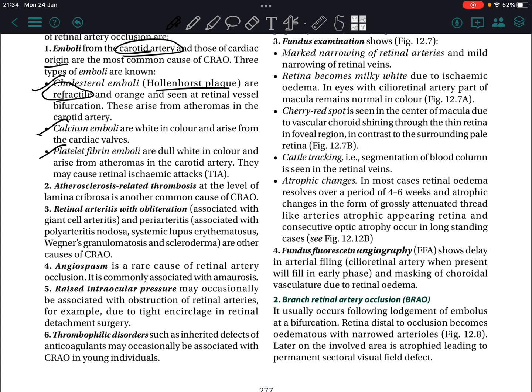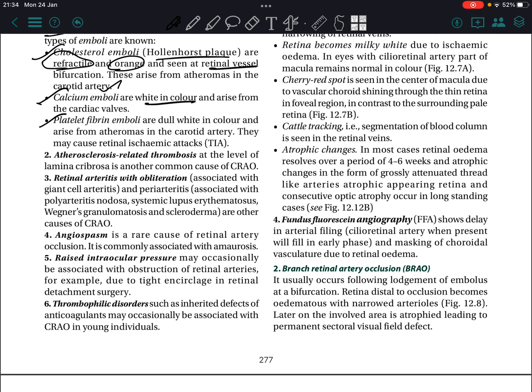Cholesterol emboli are refractile and orange and seen at the retinal vessel. These arise from atheromas in the carotid artery. Calcium emboli, white in color, arise from cardiac vessels. Platelet fibrin emboli are dull white in color and arise from atheromas in the carotid artery. They may cause retinal ischemic attacks, TIA. Atherosclerosis with lateral thrombosis at the level of the lamina cribrosa is another common cause of CRAO.